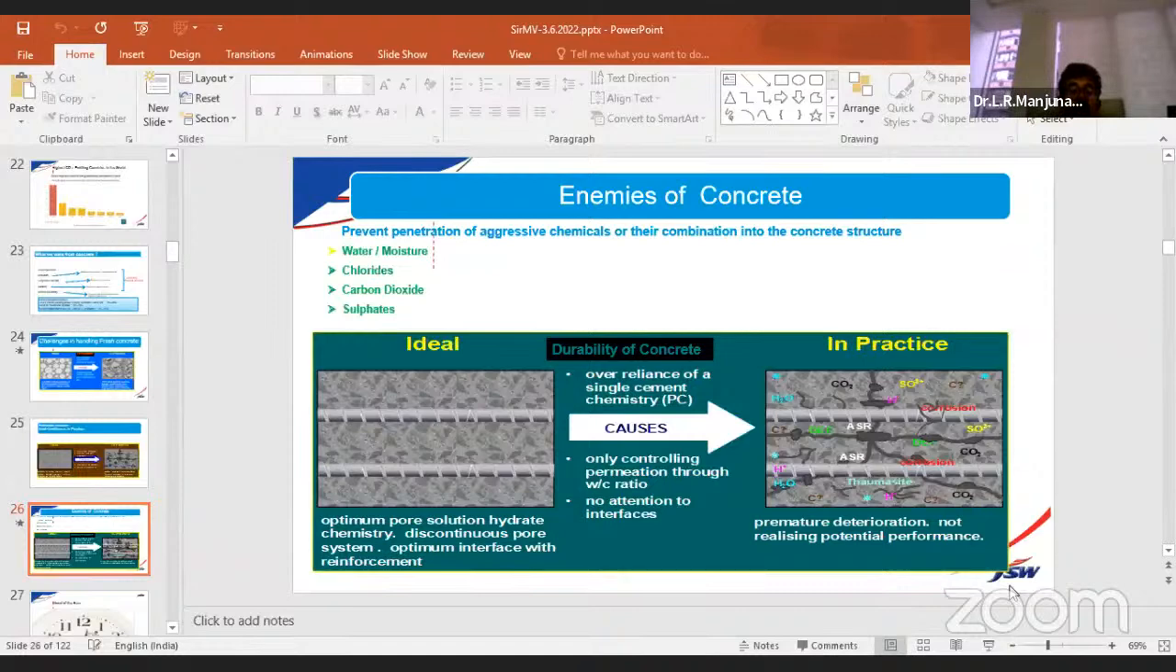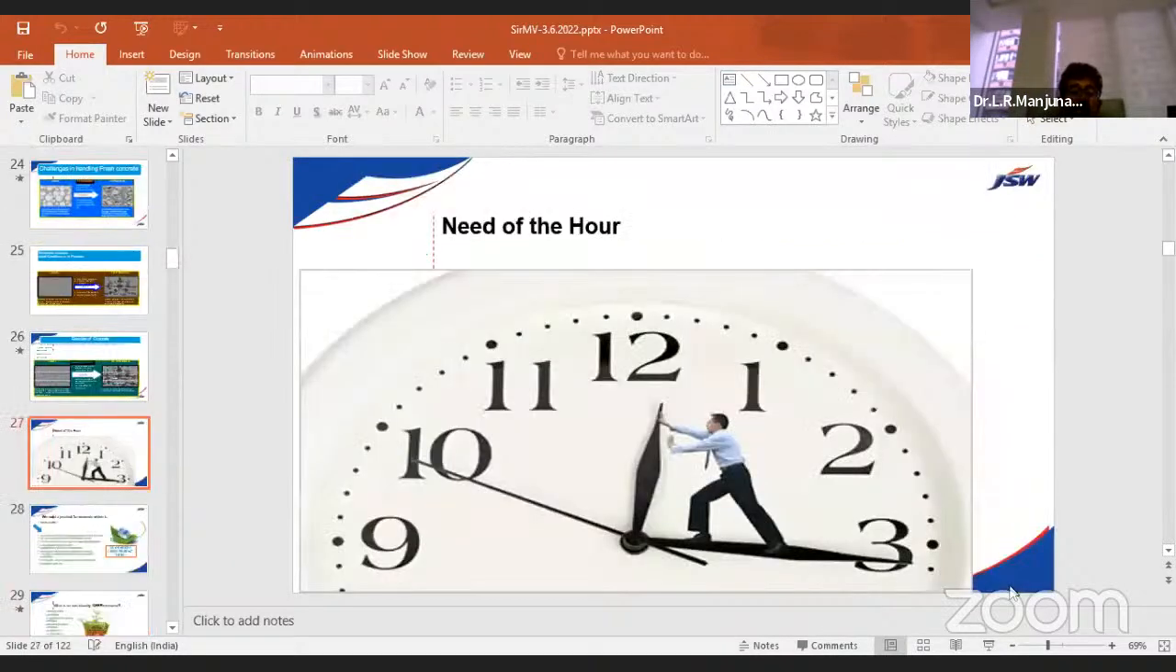causing the failure of the structures. So the need of the hour, these are the challenges when we make concrete. We have environmental challenges, social challenges, and concrete durability requirement challenges. Because concrete is not only used in a city like Bangalore, it's used in coastal environments. We have 6,700 kilometers of coastline and huge construction development happening along it.